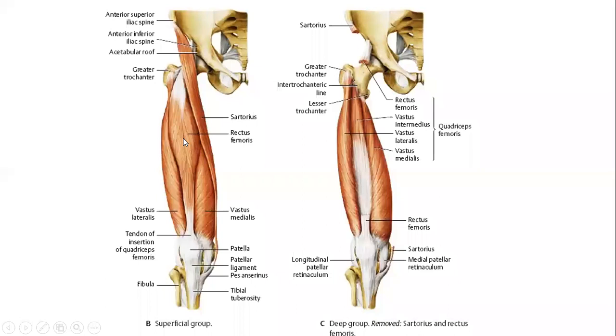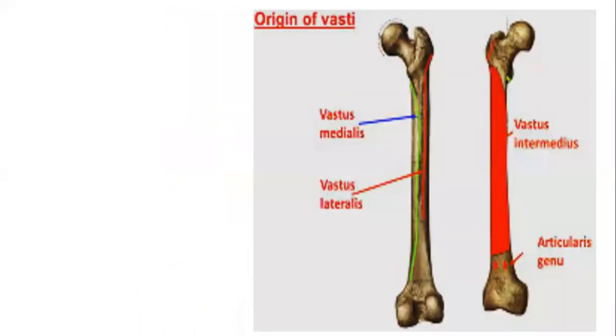And how do you remember the origin of the remaining heads of the quadriceps femoris? See this picture. This is the picture for the origin of the remaining vasti muscles, the vastus lateralis and vastus medialis. For the vastus lateralis, on the lateral side, this whole linear attachment is from the upper part and the shaft of the femur. And here again on the medial side, from the upper part and the shaft of the femur, is the linear attachment for the other part, which is called the vastus medialis. So first of all, see this red and green line for the vastus lateralis and the vastus medialis respectively. This is the origin of the vastus lateralis and medialis.